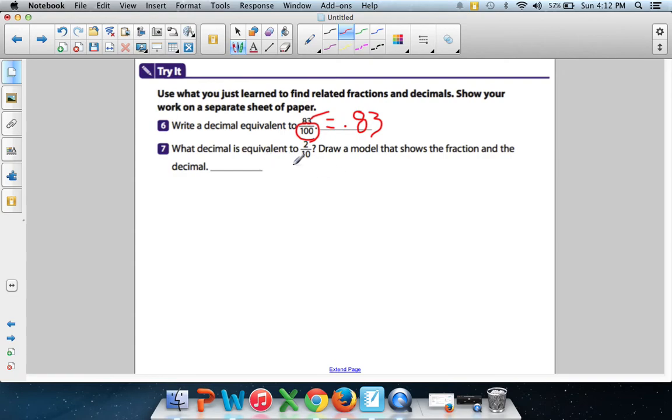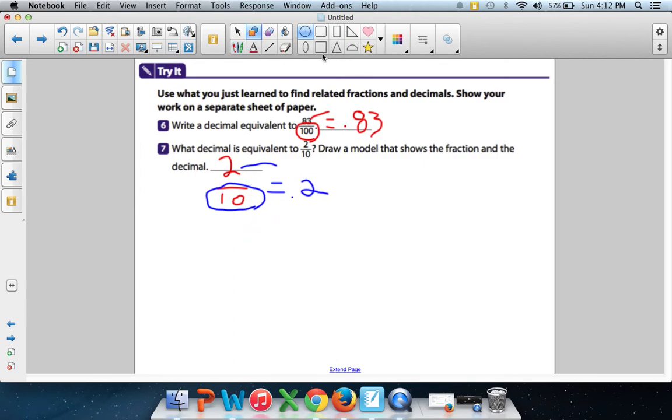What decimal is equivalent to 2/10? Draw a model that shows the fraction and the decimal. Alright, we'll draw a model. But first, let's find out what 2/10 equals in decimal land. You have to remember what Mr. Graham taught you. The decimal can take the place of this guy. So, just write the decimal. Then, you just got to put that number right there. 0.2 equals 2/10. Let's draw a model that shows this real fast.